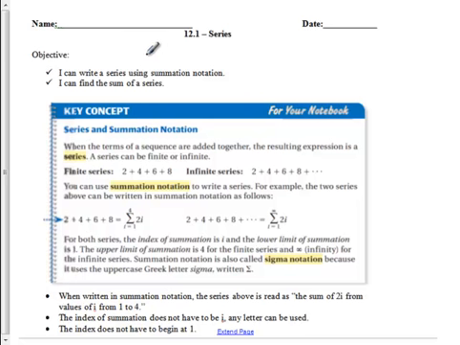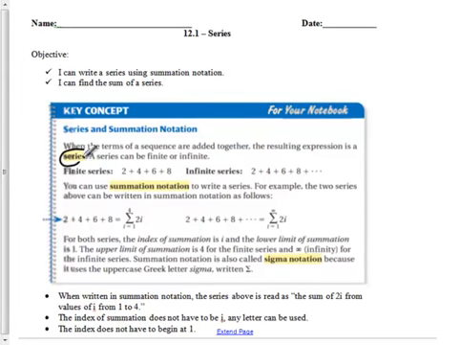So today we're going to start with the objective. The objective is: I can write a series in summation notation, and I can find the sum of a series. Well, first we need to figure out what a series is. So if we look down here, here's the definition.